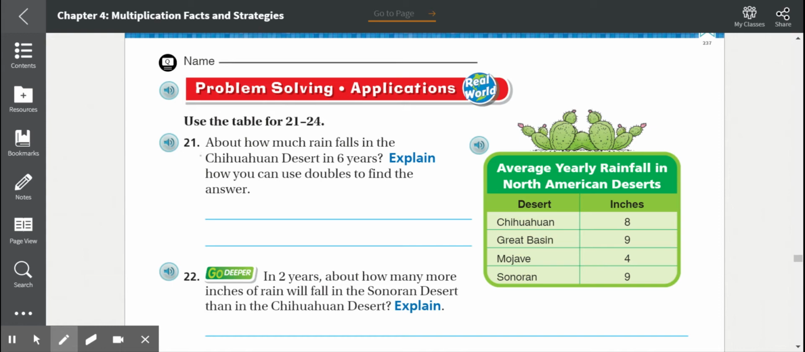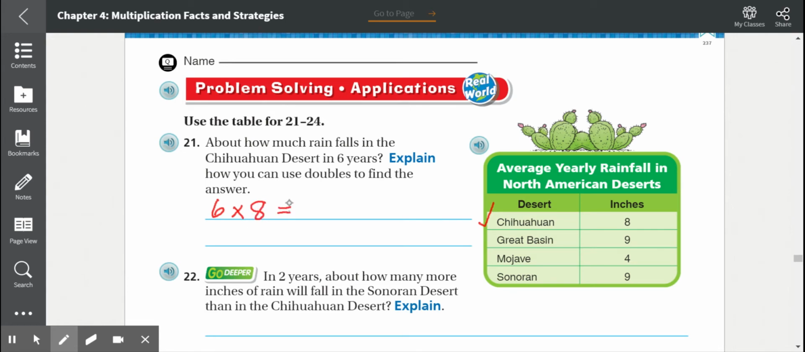So let's start with 21. About how much rain falls in the Sichuan Desert in 6 years? Explain how you use doubles to find the answer. So let's focus on this first part. About how much rain falls in the Sichuan Desert in 6 years. So we'll go down here. There it is. 8 inches falls in 1 year. So how much falls in 6 years? That would be 6 times 8.